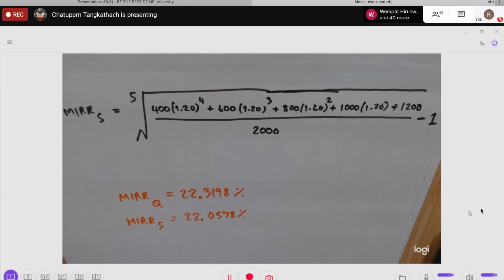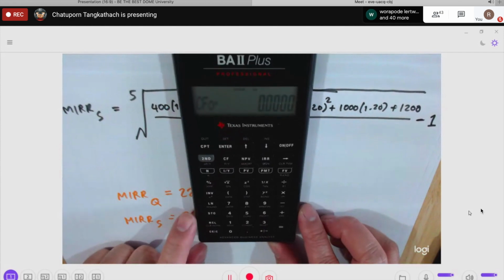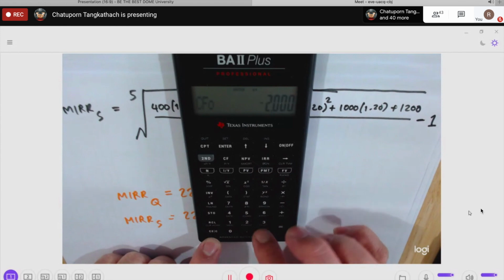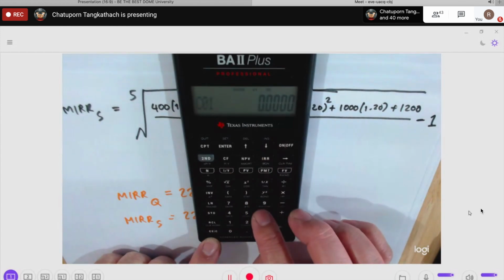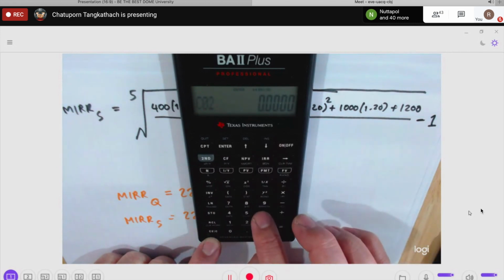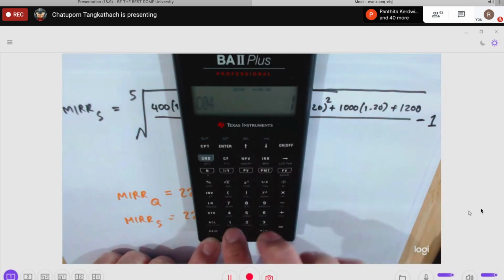Can we use the calculator to calculate it? For MIRR, with the regular BA II Plus model, you cannot calculate from that. But for the professional model, I can put the cash flows in like this, minus 2000, and so on. For those of you who have the professional model, you can calculate it immediately. So I put all the cash flows inside.